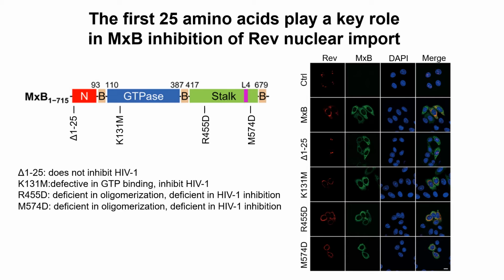We co-transfected Rev and MxB expression plasmids into HeLa cells and examined the Rev subcellular localization. We found that only the MxB with the first 25 amino acids deleted loses the ability to retain Rev in the cytoplasm, suggesting the key role of the first 25 amino acids in MxB inhibition of Rev nuclear import.